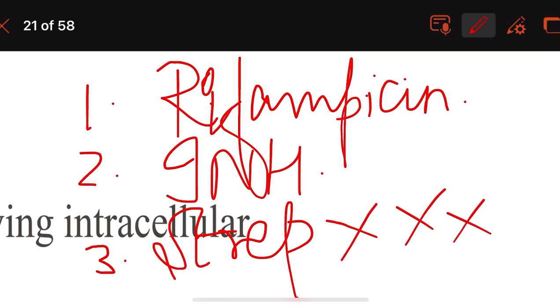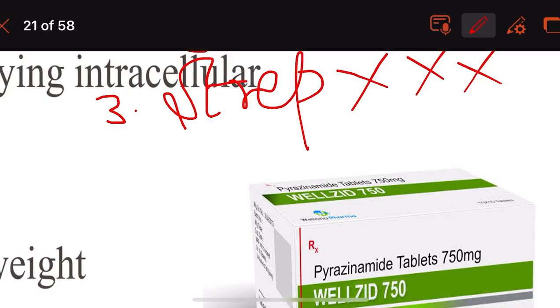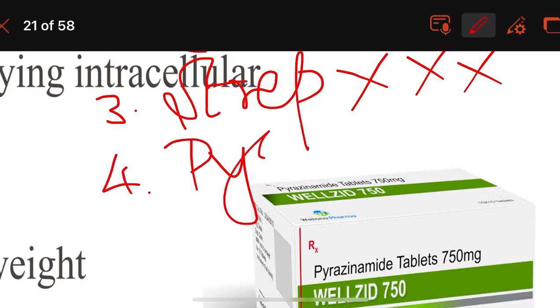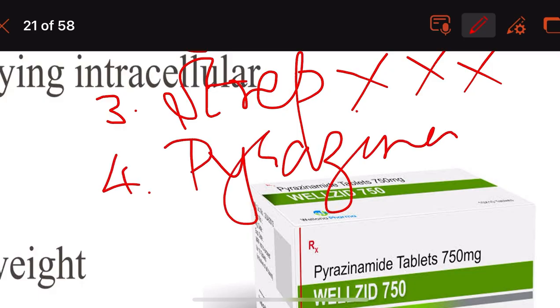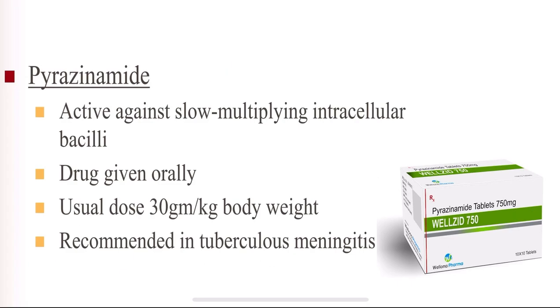So streptomycin has three negative points, you can say. Not negative, but it does not act compared to the other two. And then the fourth one was pyrazinamide. We saw that pyrazinamide is particularly active against the slow multiplying bacilli, and it is given in tuberculous meningitis.